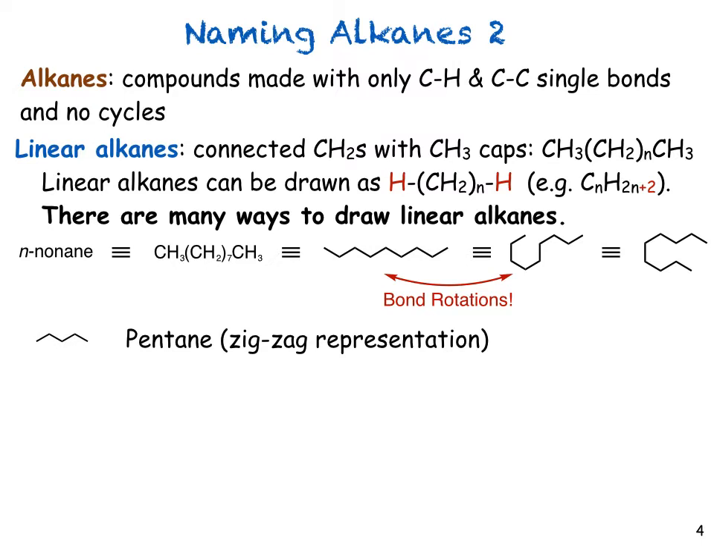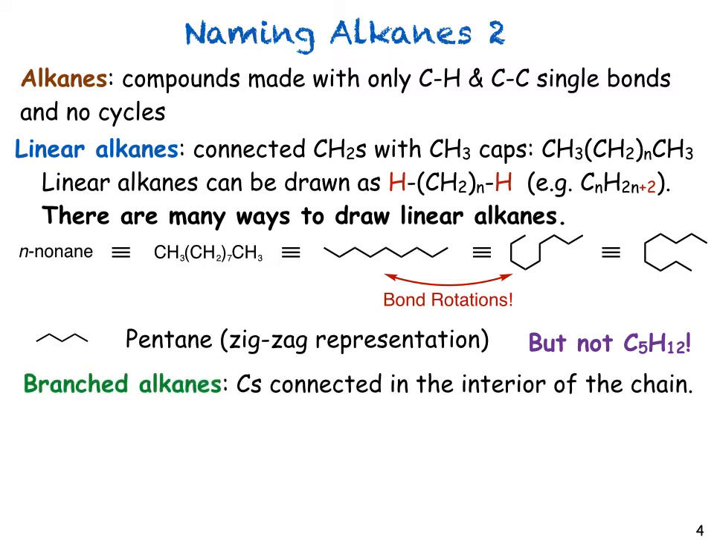Pentane is another example of a linear alkane. This is also the zigzag representation. This is C5H12 when you count it up. I got to 12 quickly because 5 times 2 plus 2 is 12. But I want to mention that just because you're C5H12 doesn't mean you're a pentane. There are other ways to connect the carbons together that don't give you the same thing as pentane. So C5H12 can be pentane, but it doesn't have to be.